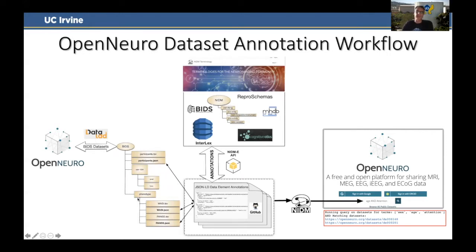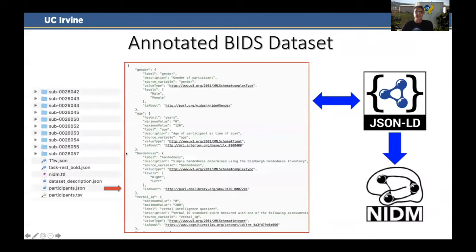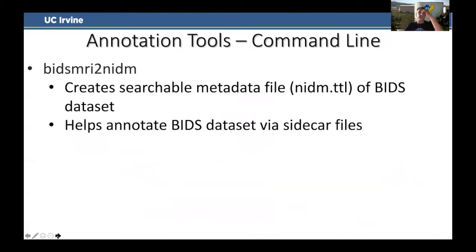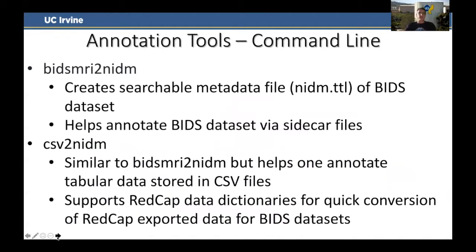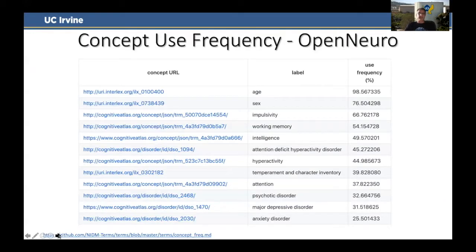We use DataLad to pull the BIDS data sets. We use our NIDM tools to do annotations, where we search COGAtlas, InterLex, and some other places to allow you to select concepts to associate with your data set. Once you do that, your participant.json file is saved in your BIDS directory structure. It has many of the properties that we think are important. It also has this isAbout property, which are the concepts that help us link out and improve search. Some of the command line tools are BIDS to NIDM and CSV to NIDM, which come with the PyNIDM libraries. You can take a look at those.